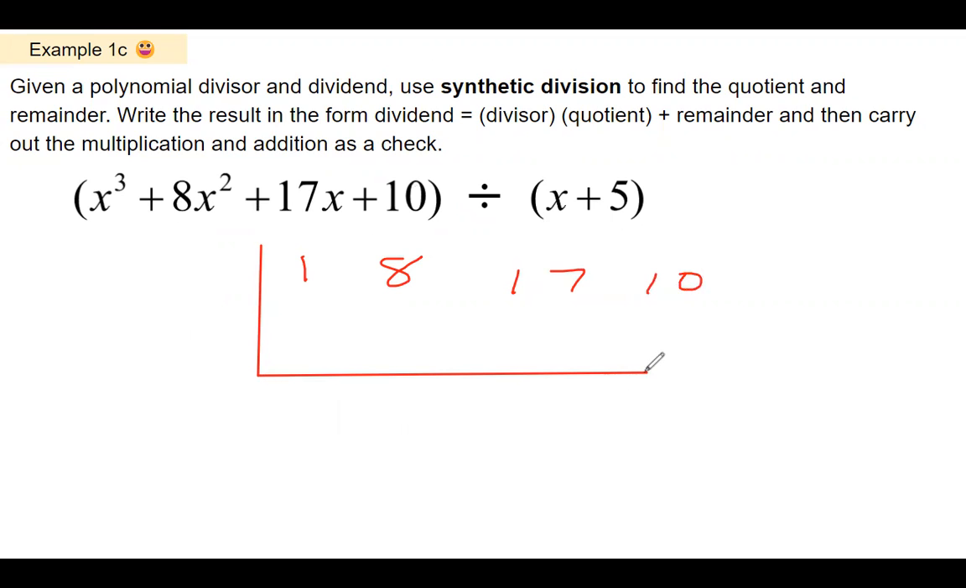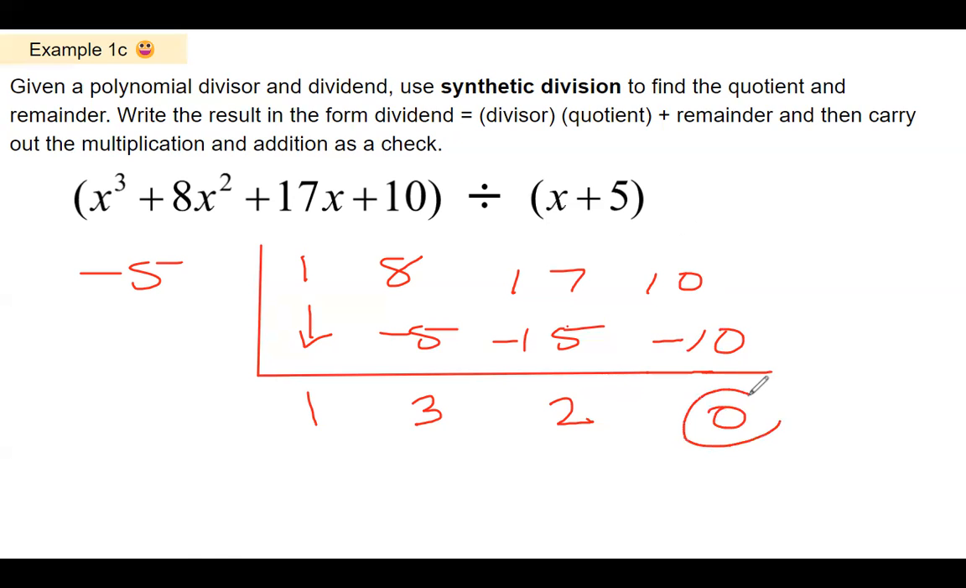Perfect. Now, what do I write outside? What do I write outside, guys? -5. All right. So let's go ahead and bring down my beautiful 1. Multiply -5 and 1, it gives me -5. Combine these two, it gives me -5 times 3 gives me -15. Combine these two and it gives me -5 times 2 is -10, and combine them two and I get 0.